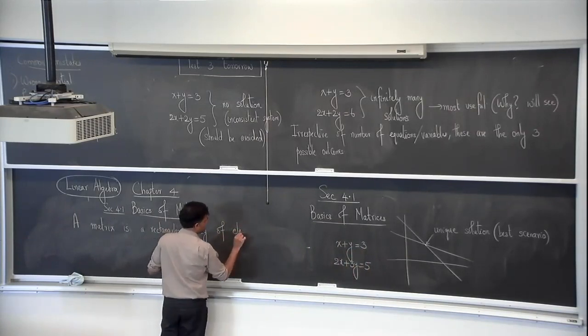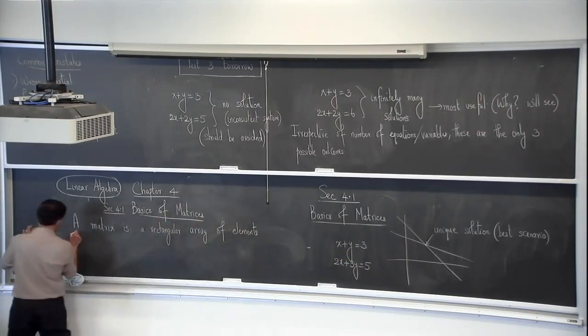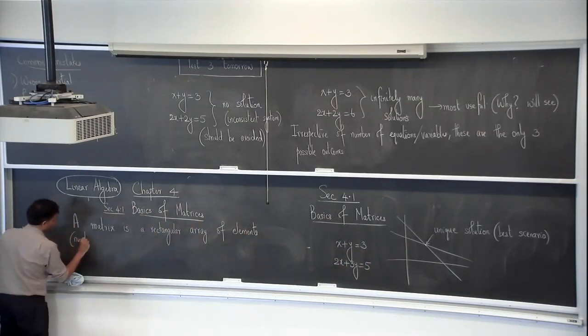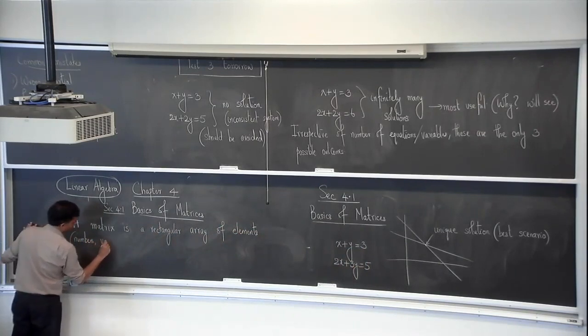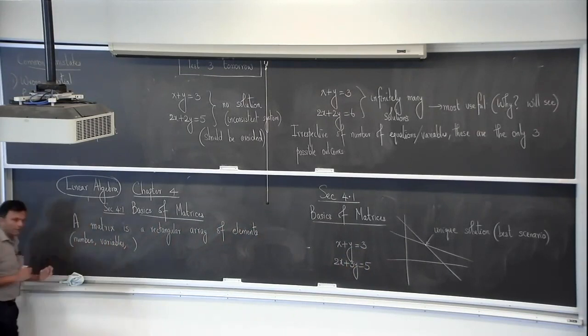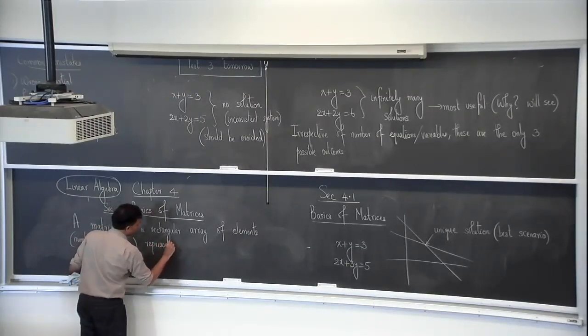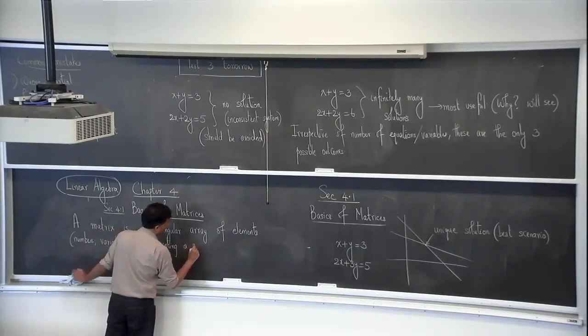They're called elements. So numbers or variables, whatever they are. Each element represents a set of data.